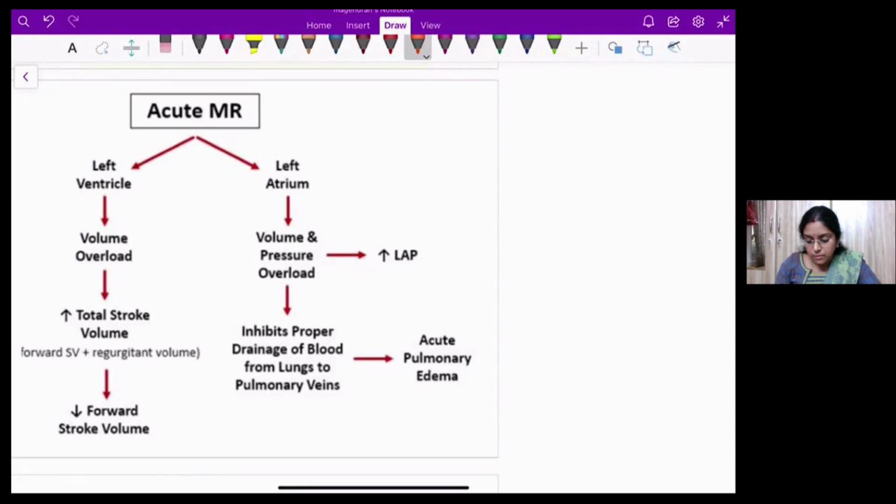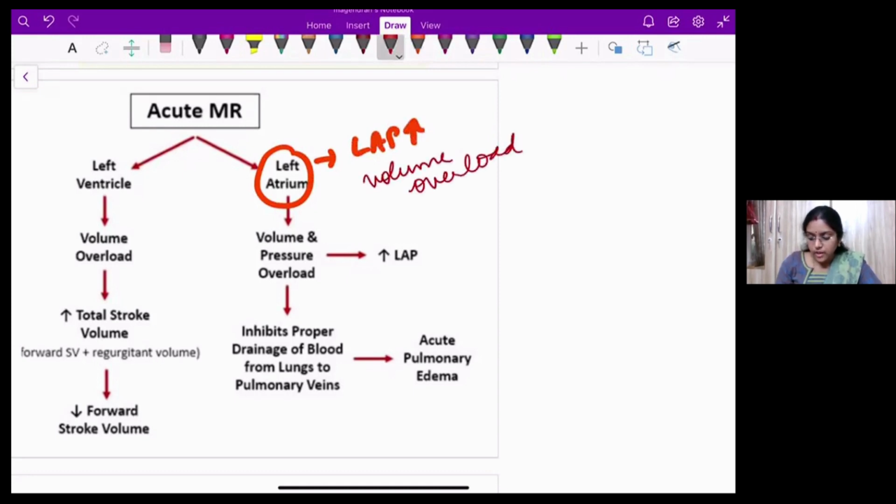So what happens in acute MR? The left atrial pressure will increase, and there will be a severe volume overload as well. What happens in that condition when the volume overload is happening? It is not able to receive blood from the pulmonary veins.